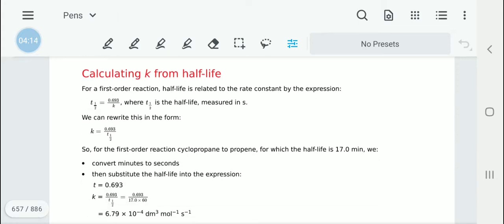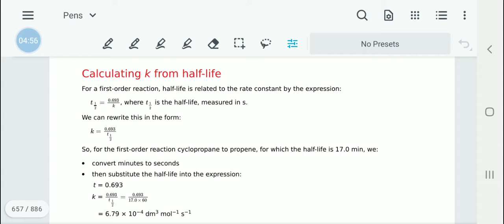Then if they give you the half-life and ask you to find k, we have certain relationships that we need to use. For a first order reaction, half-life is related to the rate constant by the expression t half equals 0.693 upon k. t half is the half-life measured in seconds. So we write k equals 0.693 upon t half. So this is for a first order reaction.